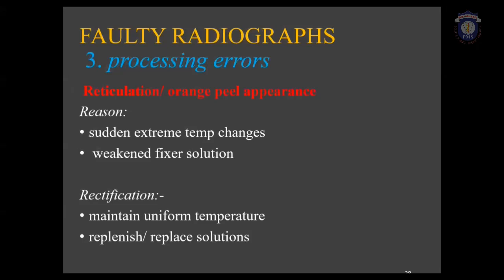The next processing error is reticulation or the orange peel appearance. The main reason for reticulations occurring on a film or a radiograph is because of sudden extreme temperature changes. It can also be because of weakened fixer solution. So to balance this out, we need to maintain a uniform temperature in the darkroom. We need to replenish and replace the fixing solution at adequate intervals.